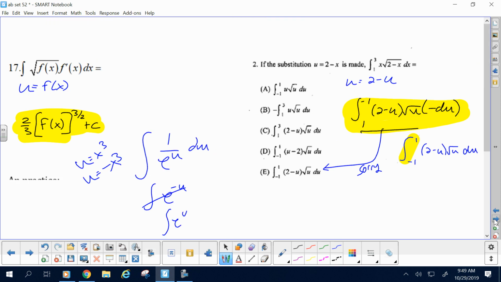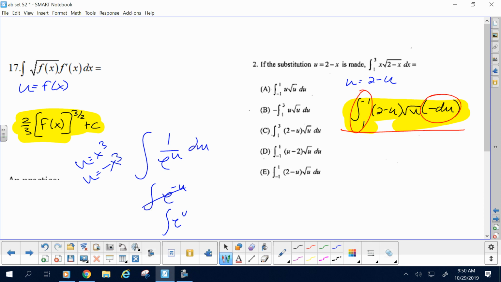17, did you get something like 2/3 f of x to the 3/2 plus c? All right. 2, my bad, sorry. You might have been thrown off by 2 because you haven't learned one of the skills necessary to do 2, and I totally apologize. So if you started this and said, what the heck am I doing wrong? My answer's not there. First check this. Is this what your work yielded? Do you have an integral from 1 to negative 1 of 2 minus root u, and a negative du? Cool. All right. Now, these guys, you can get the answer choice.